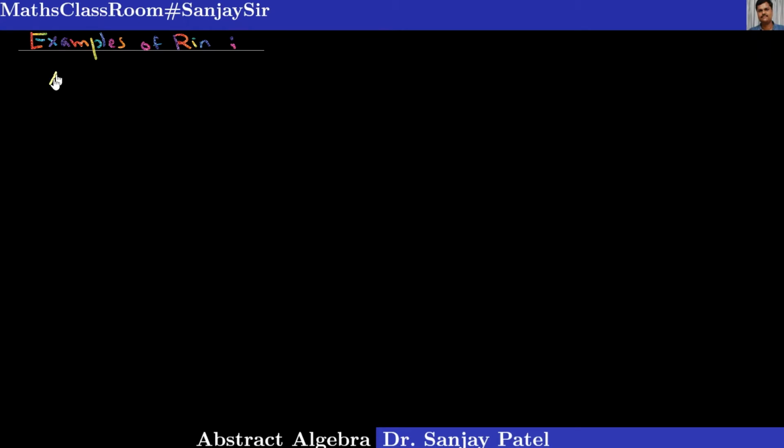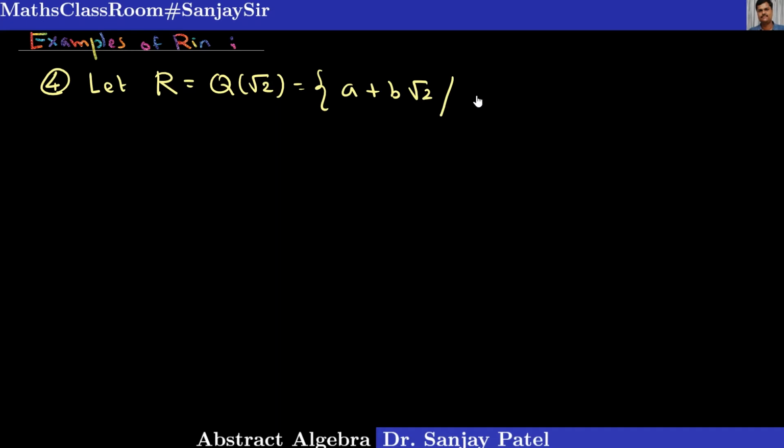The new type of set I am going to consider here is this. Let capital R, denoted by the symbol Q root 2, be the set of all real numbers of the form a plus b times root 2, where a and b are rational numbers. So consider this set.